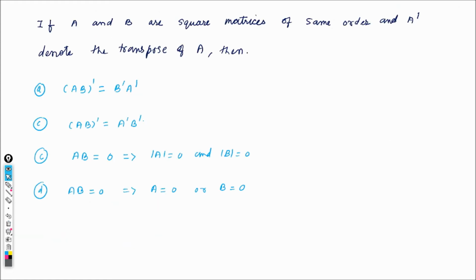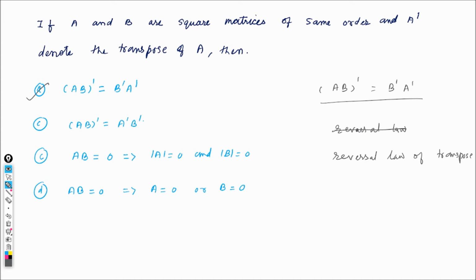If A and B are square matrices of the same order and A dash denotes the transpose of A, then, students, we know that (AB)' is equal to B'A'. This is a standard result, or this is called the reversal law of transpose. So A will be our answer.